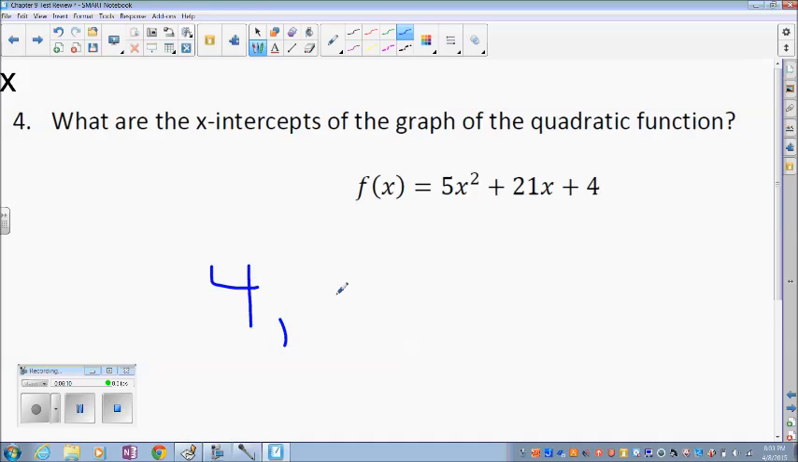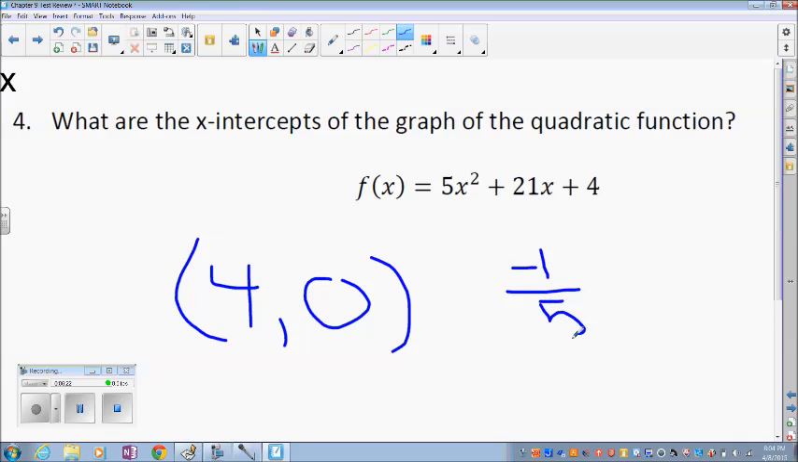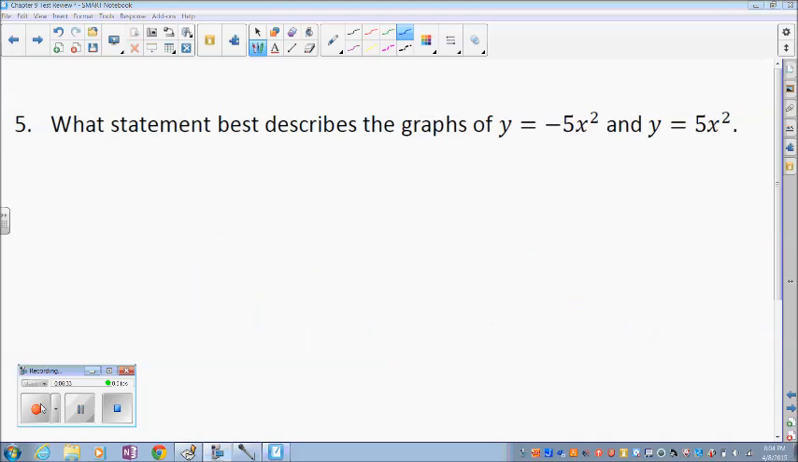So here's how we would write it. The first one was 4 and 0. That's the first zero point. And then the second one was negative 1/5 and 0. And those are your 2 points where it crosses the x-axis.